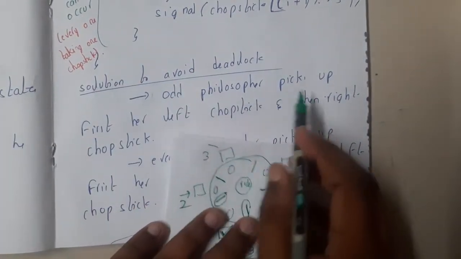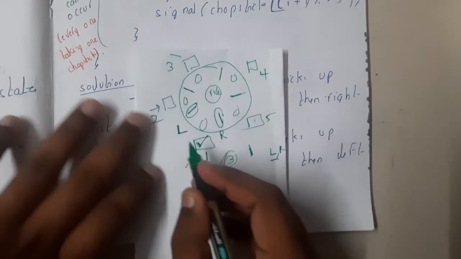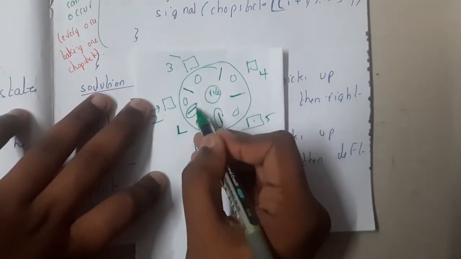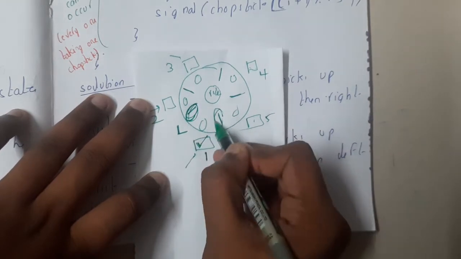So an odd philosopher picks the left chopstick first. So this is the left chopstick. So odd number, so this is 1. So 1 will pick this chopstick first, then he will pick this chopstick.